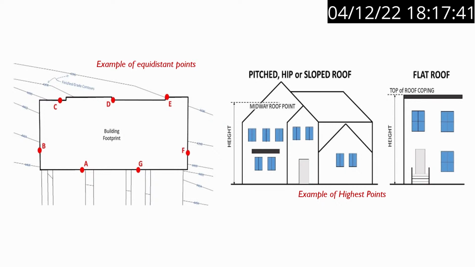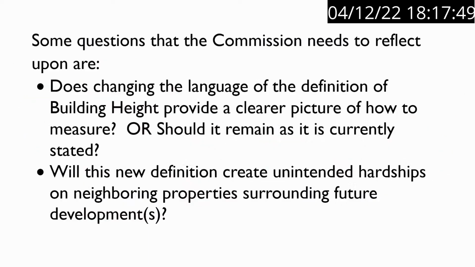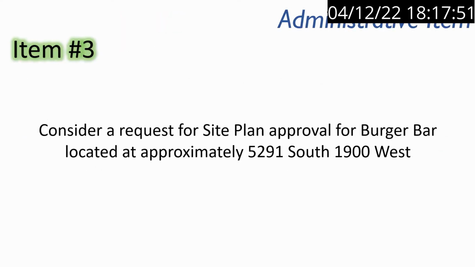We will move on to item number 3, a request for site plan approval for Burger Bar located approximately 5291 South, 1900 West. I apologize, it shouldn't say continuation of, it's just new. Consider a request. That's what I thought, but I saw that and went, oops. Cut and paste.